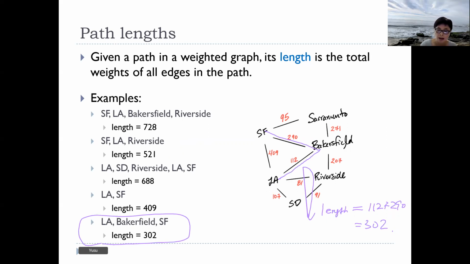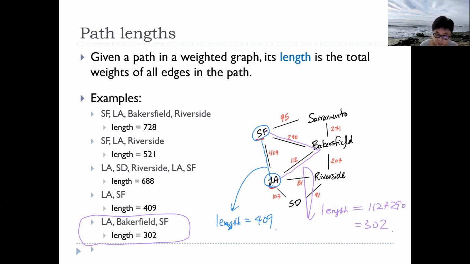But we could have another way. Between 2 cities, there are different paths to connect them, right? So for example, going from LA to San Francisco, I can also go this path. This path has only 1 edge, and the length of this path is simply 409.